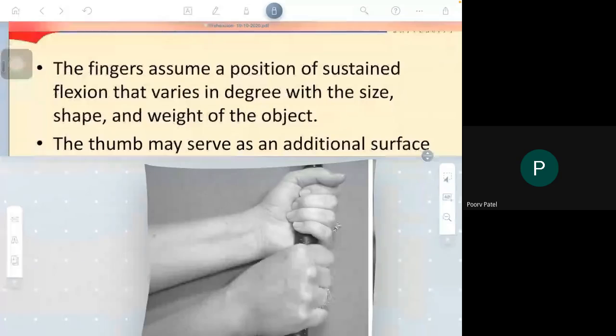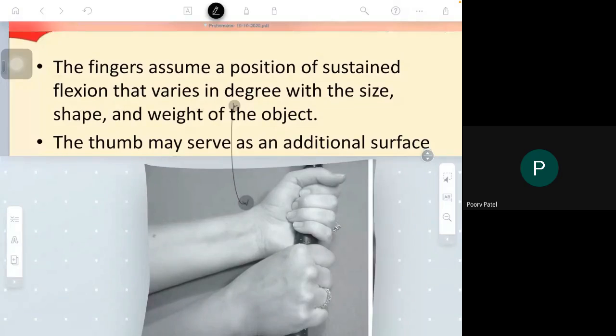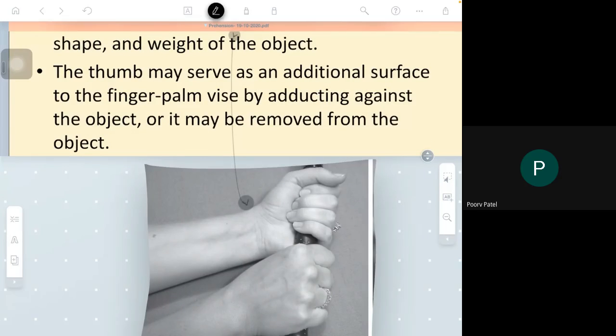The fingers assume a, this is the diagram which we are discussing. Clear? The fingers assume a position of sustained flexion that varies in degree with size, shape, and weight of the object. Thumb may serve as an additional surface. If thumb is used, it will give additional surface. Or it may be removed from the object. If you need no additional surface, you can remove your thumb.